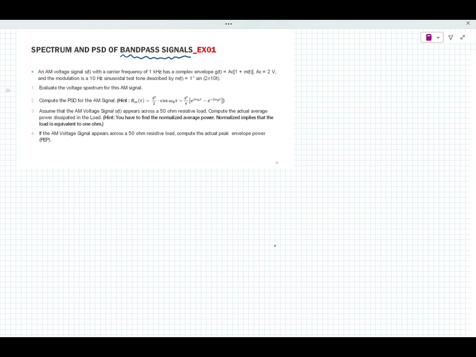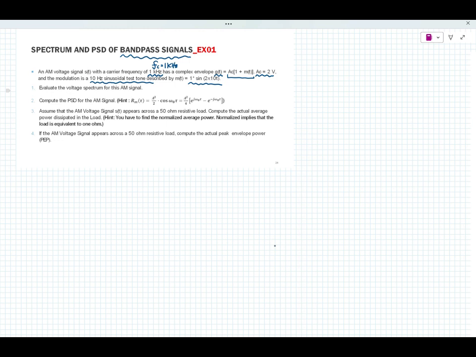The AM voltage signal, AM is amplitude modulation, is s of t with a carrier frequency of 1 kilohertz, and it has complex envelope g of t, given by the mapping function for an AM signal, A sub c times 1 plus m of t. A sub c is the voltage amplitude, the peak value is 2 volts. And the modulation is at 10 hertz, a sinusoid tone described by m of t, with amplitude 1, m of t equals sine of 2 pi 10 t.